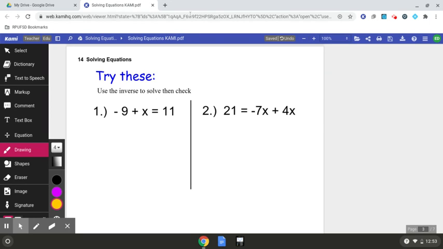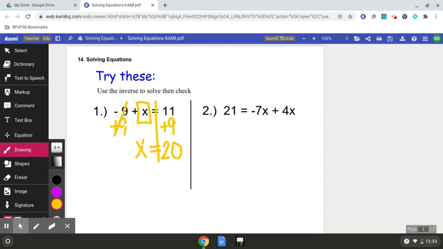Okay, so if you pause the video and now you're trying them, you should have first drawn your line down the equal sign, right? You're solving for this x here. So the inverse of a minus 9 or negative 9 would be plus 9. And you would cancel out your inverses on the left. I'd drop down my x and I'd be left with 11 plus 9, which is 20.